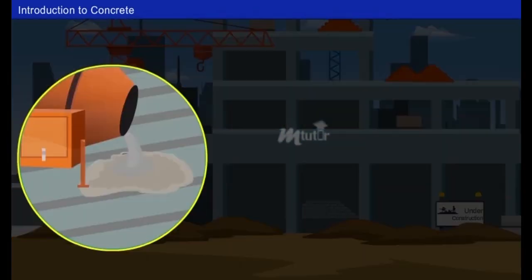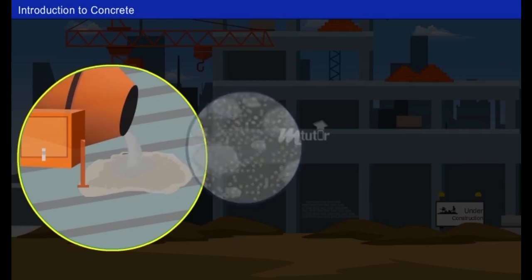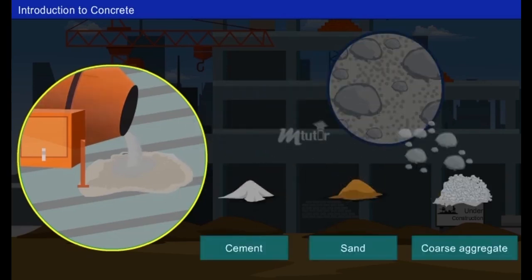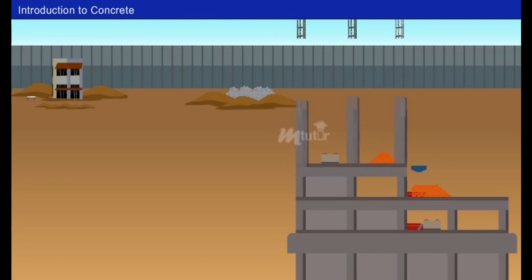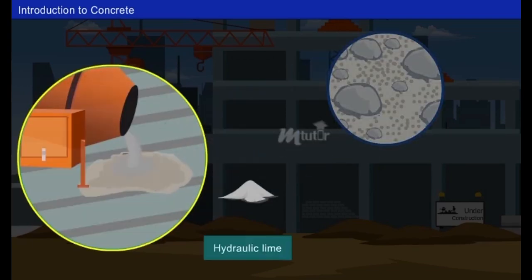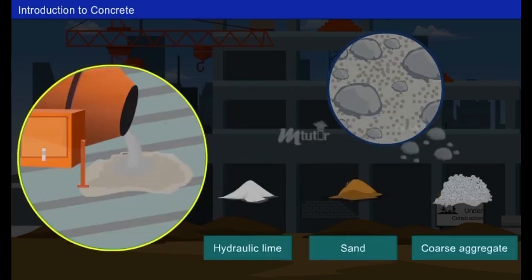For the manufacturing of plain cement concrete, cement is mixed with basic ingredients, sand and coarse aggregate. Plain cement concrete embedded with steel rods is reinforced cement concrete. When cement is replaced by hydraulic lime, it forms lime concrete.